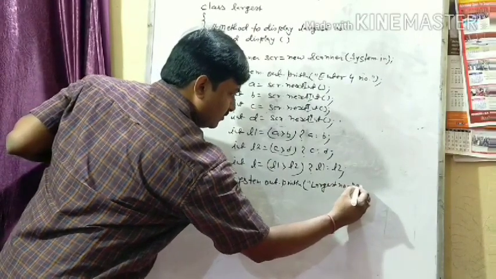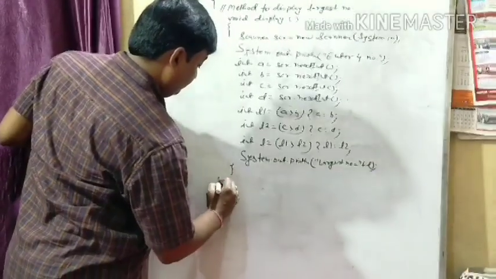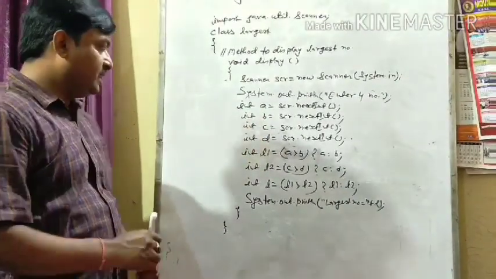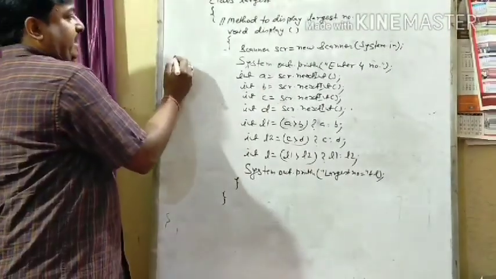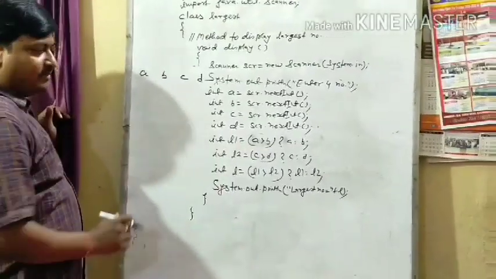Largest number equal to plus L. We have entered 4 numbers A, B, C and D.